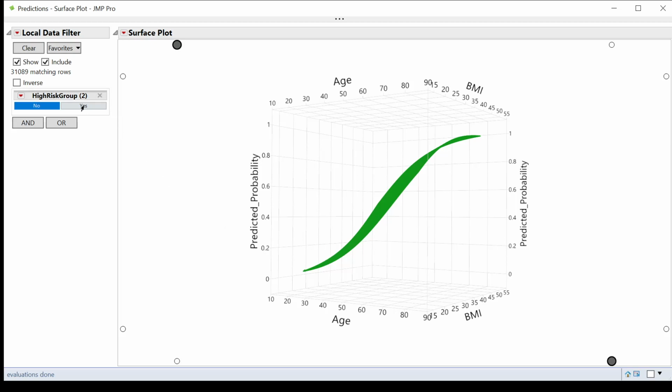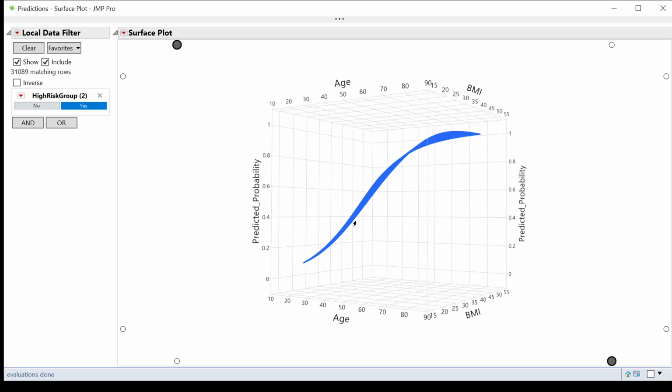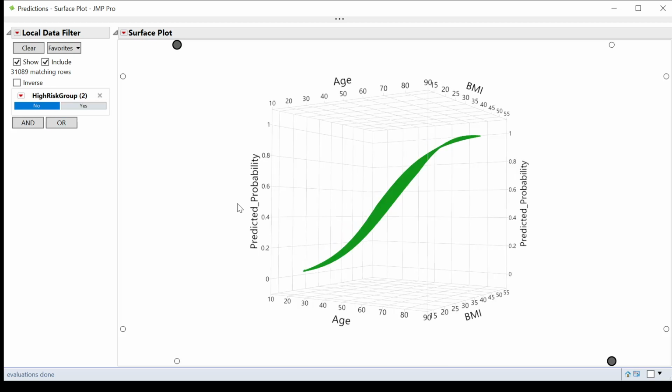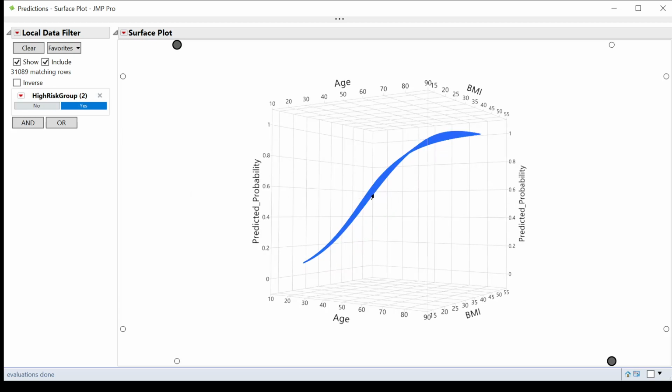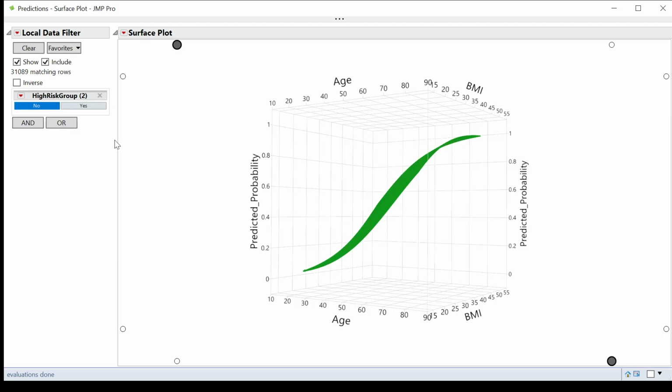If I flip this to those that are in the high-risk group, that's the blue surface there. And you can see that that thing jumps up a little bit. So green is for not in high-risk group, blue is for in high-risk group, and that surface jumped up when I looked at those individually.